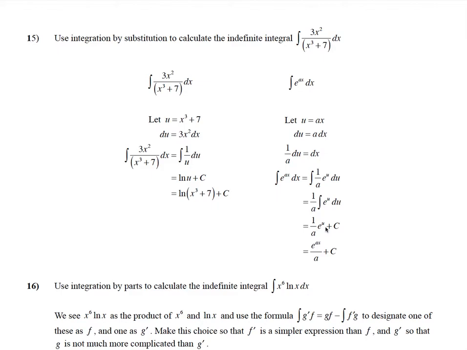Then bringing the e to the u into the numerator, multiplying times this 1 over a, and substituting the ax back, we have our final answer, e to the ax over a, plus the constant c.